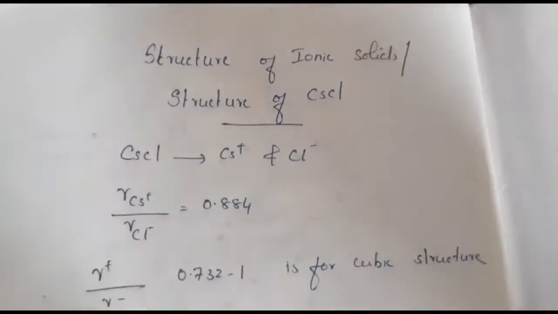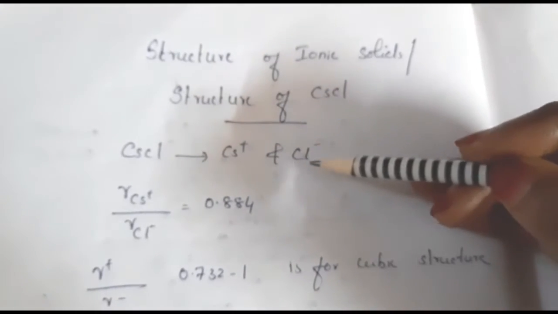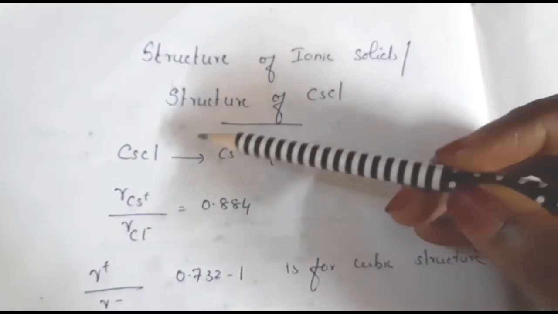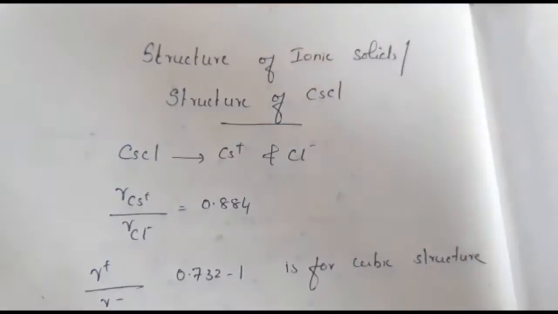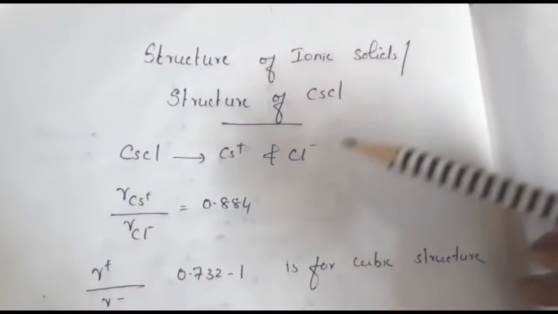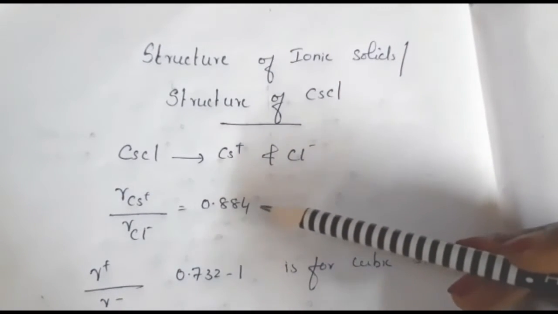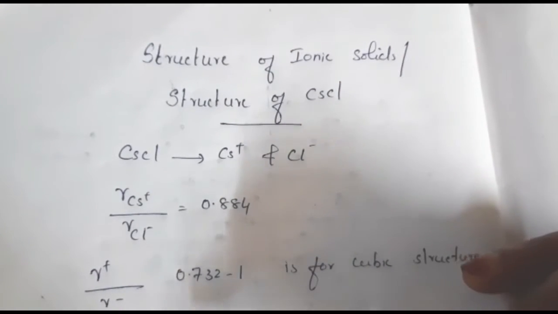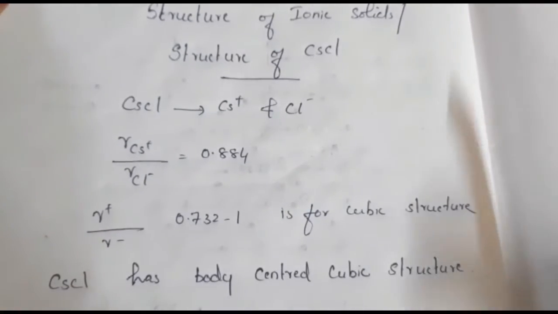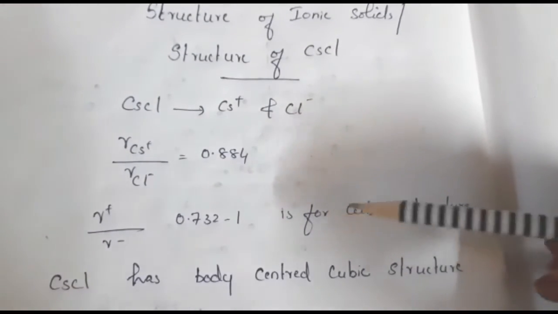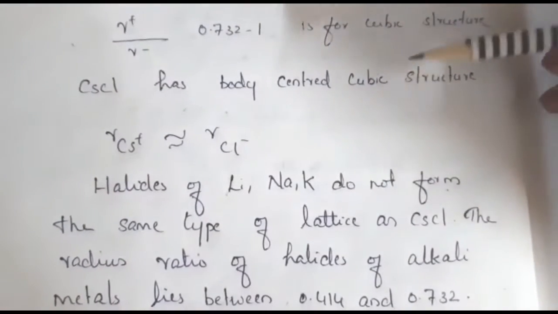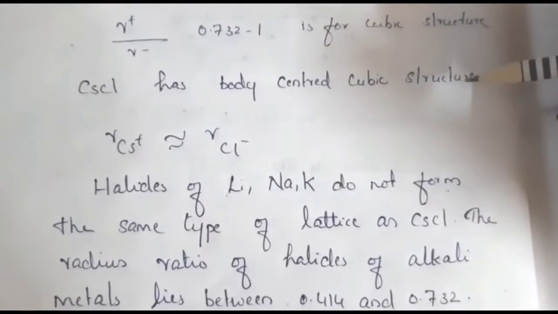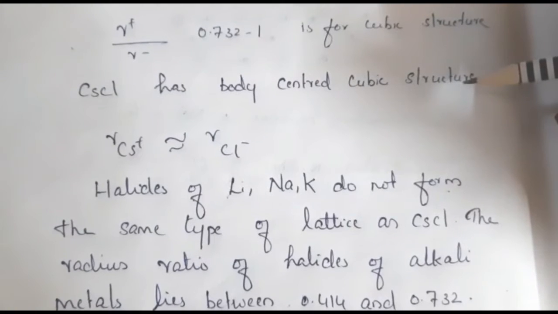Cesium chloride ionizes as Cs+ and Cl-, and the radius ratio of the cation and anion, r(Cs+) divided by r(Cl-), equal to 0.884. That means the radius ratio is in the range of 0.732 to 1. So cesium chloride is having cubic structure. Cesium chloride is having body-centered cubic structure. That means atom will be present at the corner and the center of the cube.